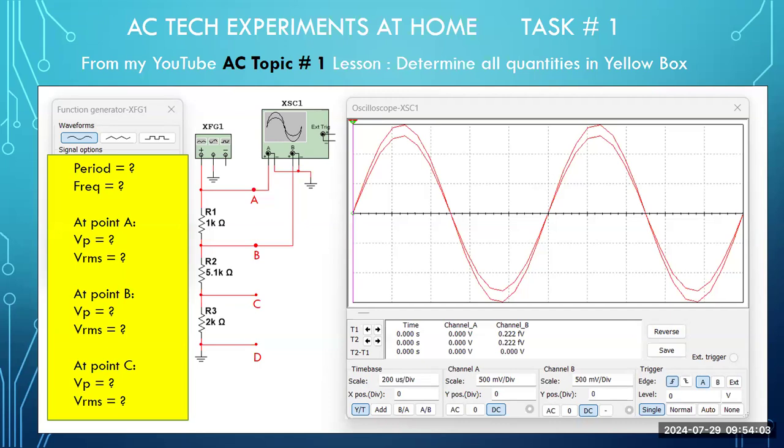and the nodes showing the specific points of interest, can you determine the voltage that would be measured at point A with respect to ground in both peak and RMS formats, and then at point B and then at point C respectively, just by reading the oscilloscope display. So let's see how we're going to progress with this and see if I can help you get started.